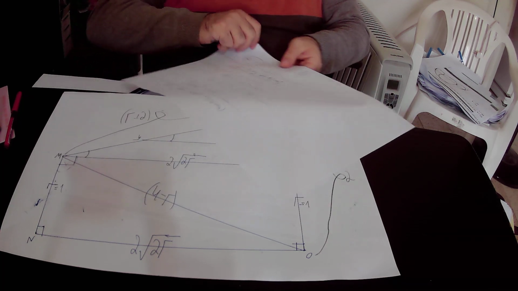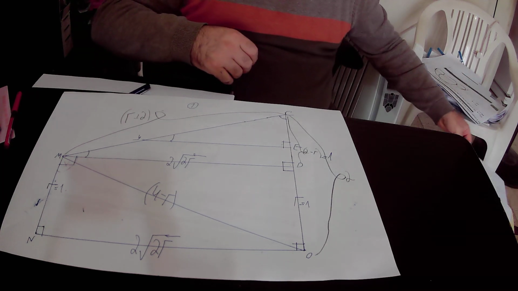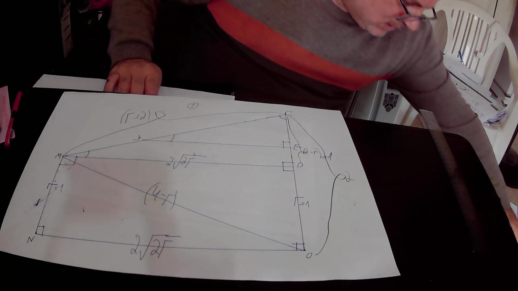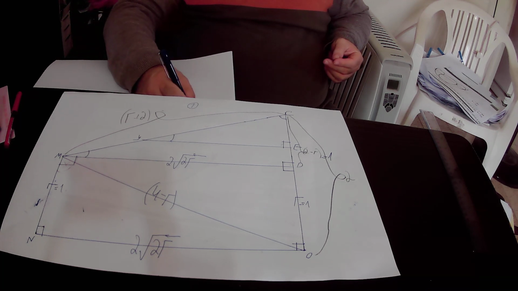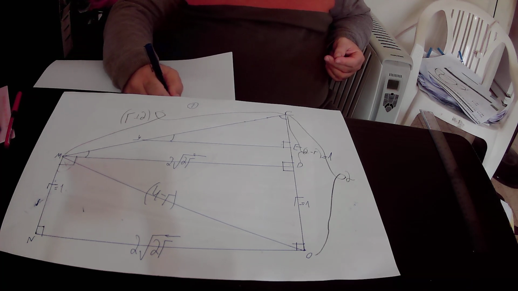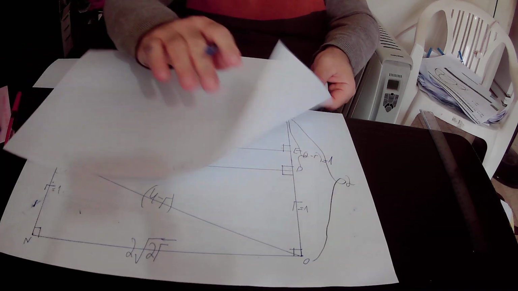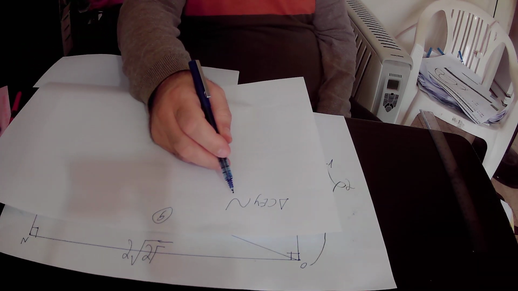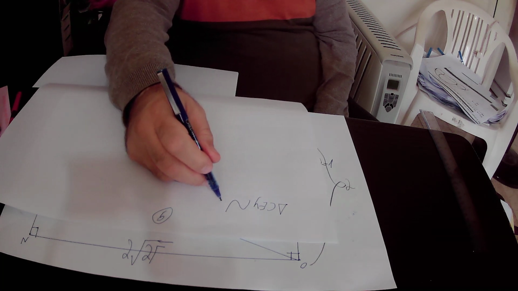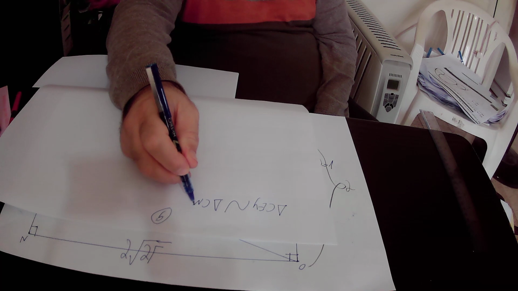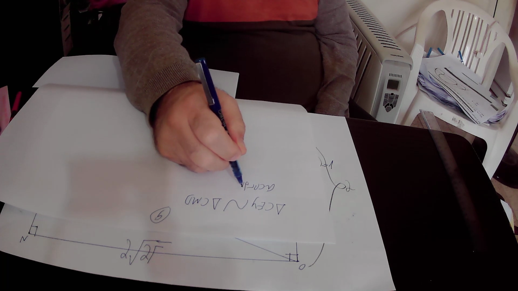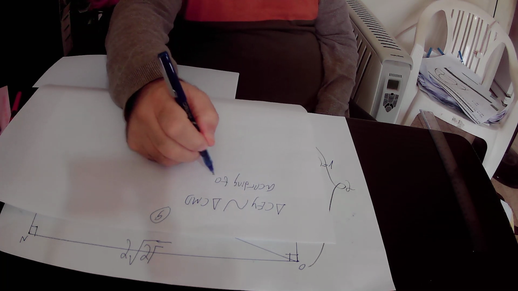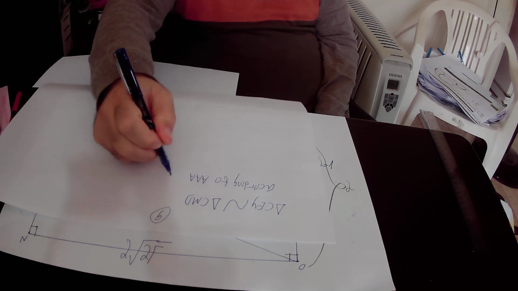So I will write it down. We actually proved that triangle CEY is similar, this is the sign of similar. Triangle CEY is similar to triangle CMD according to angle similarity rule.